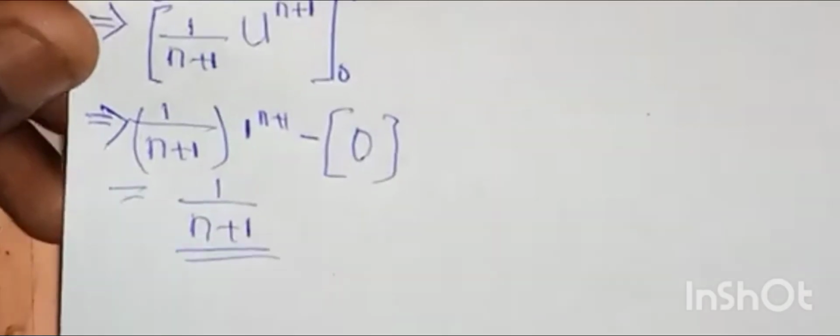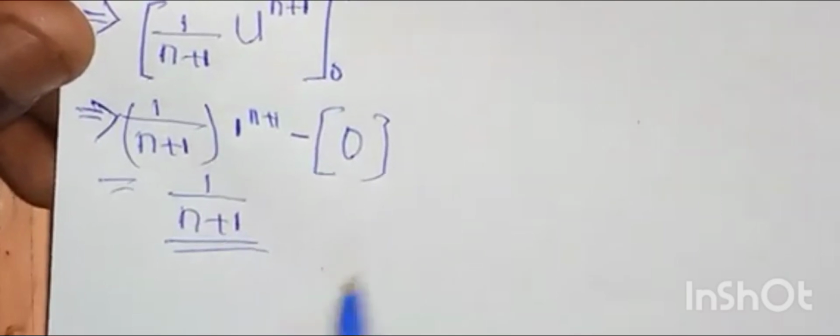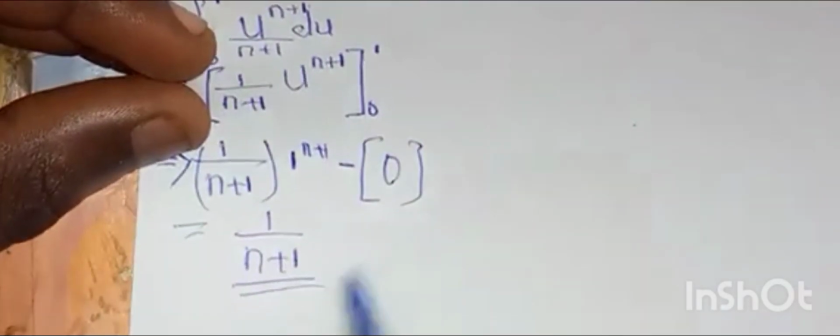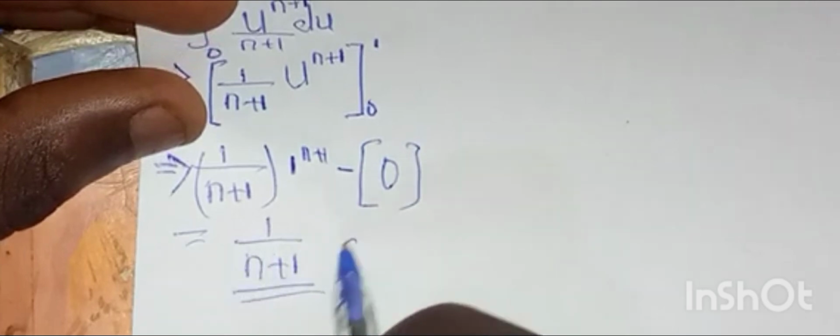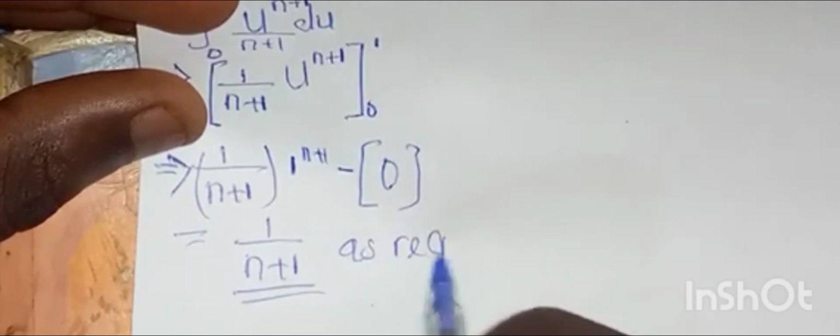Yes, as required. So this is just a proof. That's just it, as required. And a proof needs a conclusion, so you just say 1 over n plus 1 as required.